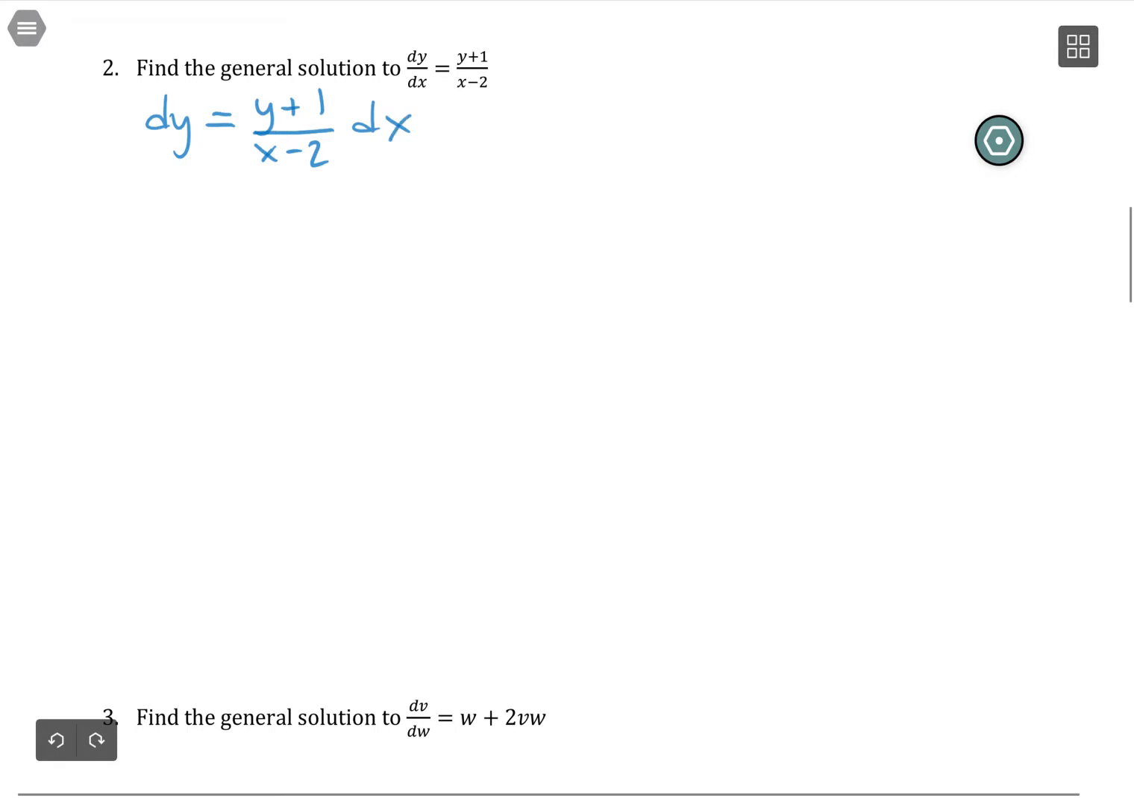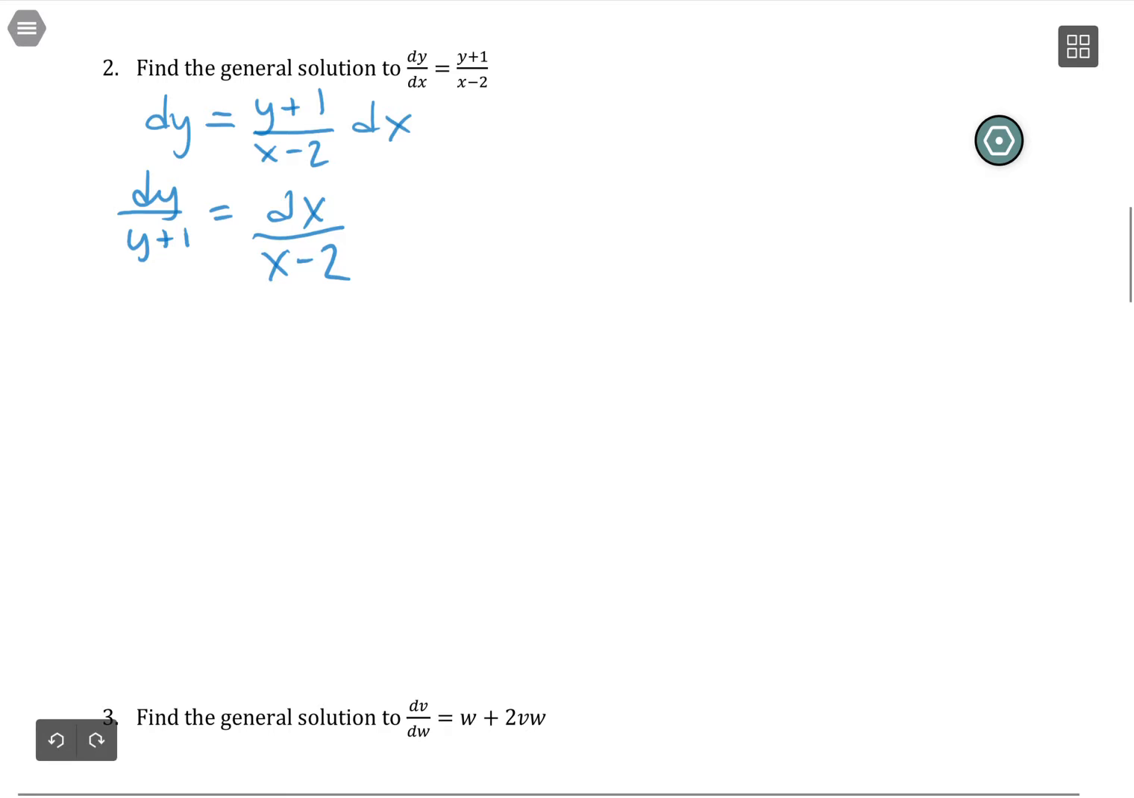Okay, as we're getting used to this, I'm just going to do it one step at a time. So I want my y's on the left, my x's on the right. My x's are already on the right, so I need to get rid of the y plus 1, and I'll do that by dividing. X minus 2. Oops, what am I doing? It's still on the bottom. Dx over x minus 2.